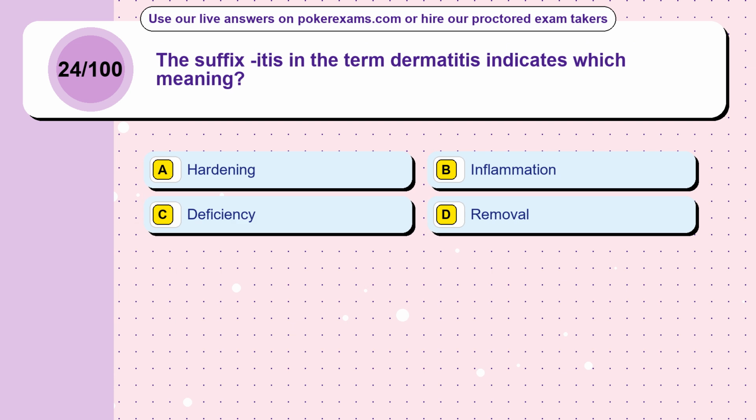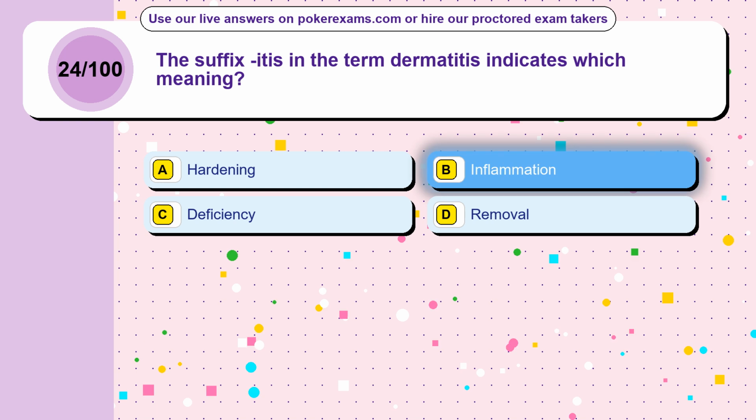Question 24. The suffix itis in the term dermatitis indicates which meaning? Option A. Hardening. Option B. Inflammation. Option C. Deficiency. Option D. Removal. The correct answer is option B.